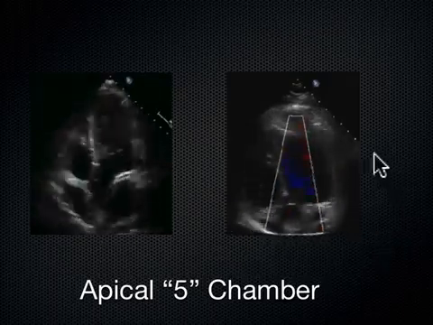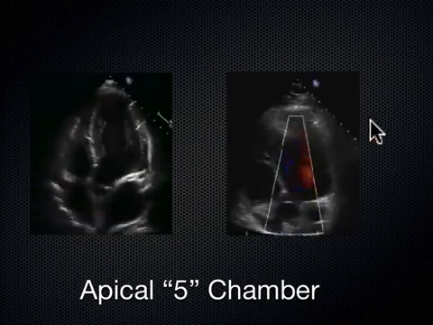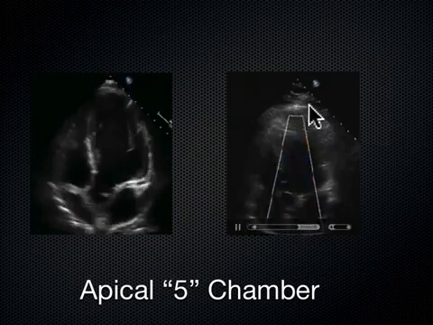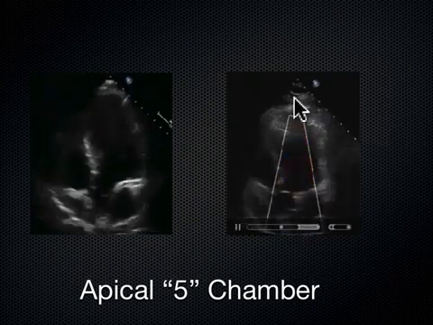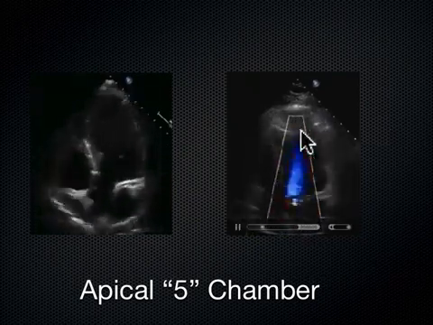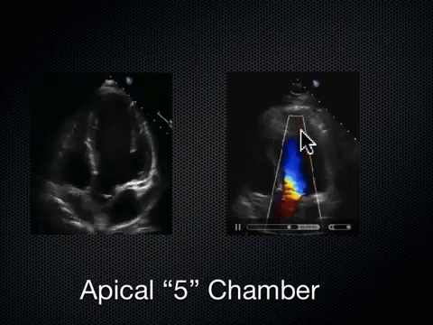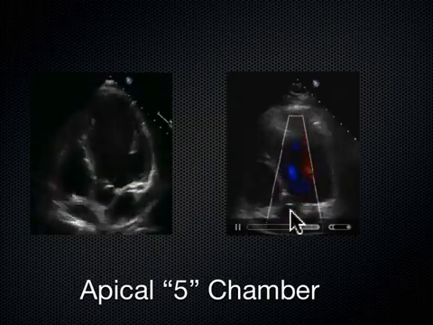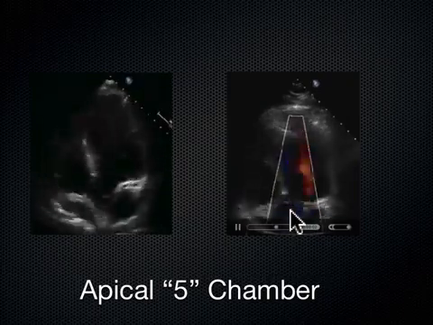And over here, BART, blue away, red towards. Okay? We've got the transducer up here along that apex. And during systole, we expect to see blue away right into the aortic valve. That's what we're expecting to see. That's normal because the blood's going through that aortic valve.